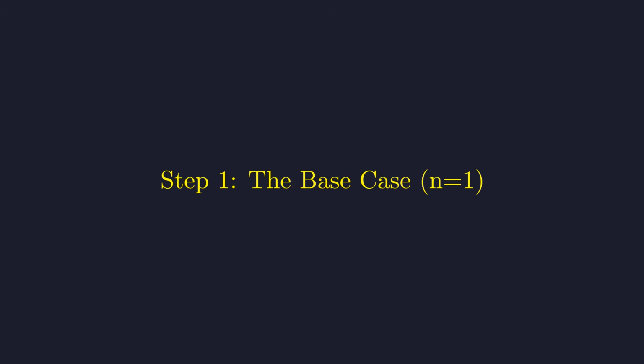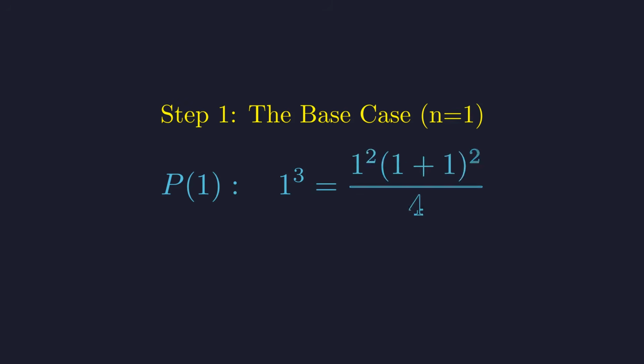First, we establish our base case. We need to verify the formula holds for the very first step, where n equals 1. We substitute n equals 1 into the original statement. The left side is simply 1 cubed. The right side becomes 1 squared, times the quantity 1 plus 1 squared, all divided by 4.